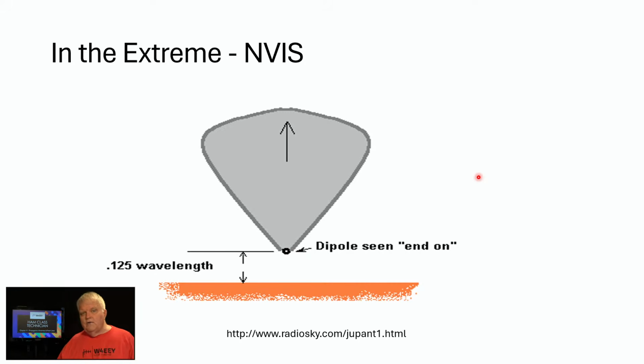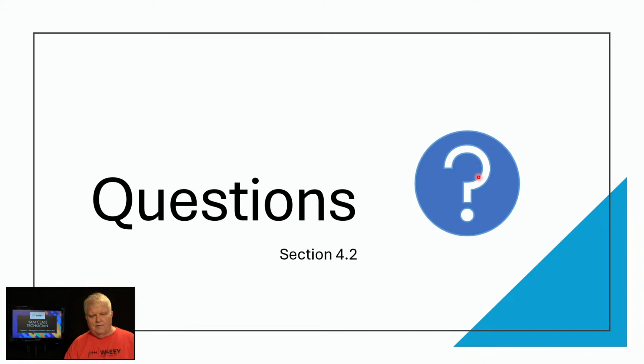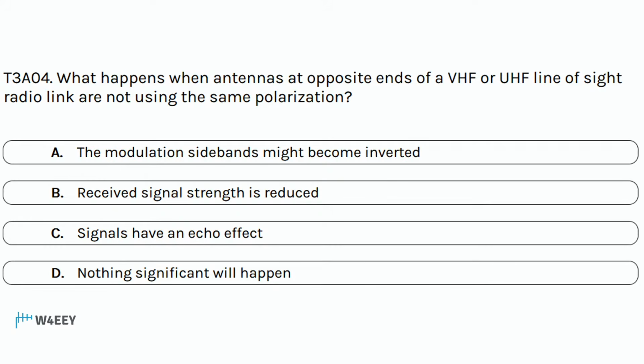The military uses NVIS antennas for tactical communications in mountainous regions because VHF and UHF won't go through the mountain. It's blocked. But NVIS antennas sending energy up and having it come back down again work just fine. All right, some more questions and then we can take a break.